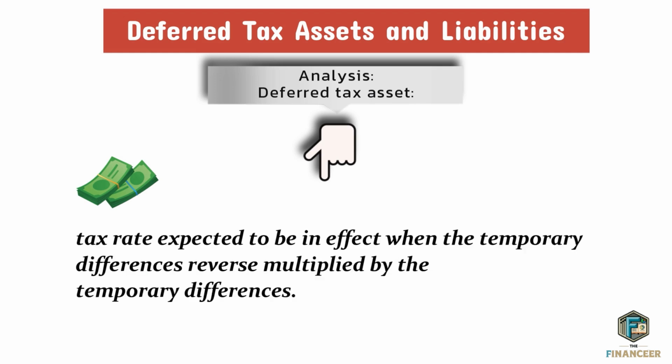Deferred tax assets represent the future tax benefit that the company will receive when the temporary difference reverses, and it's calculated by multiplying the tax rate expected to be in effect when the temporary difference reverses by the temporary difference itself.